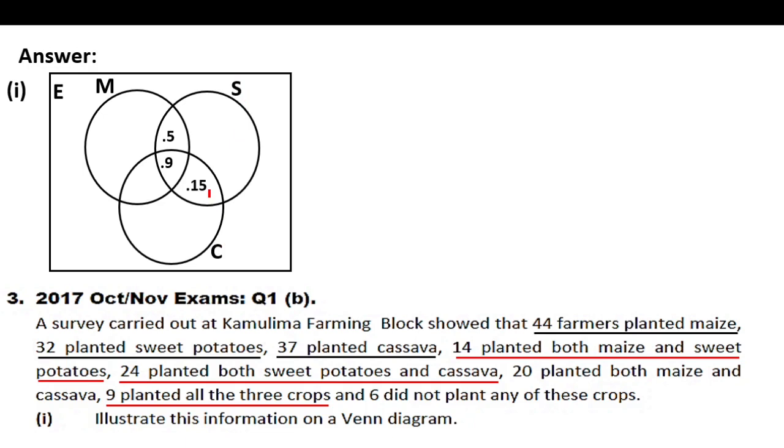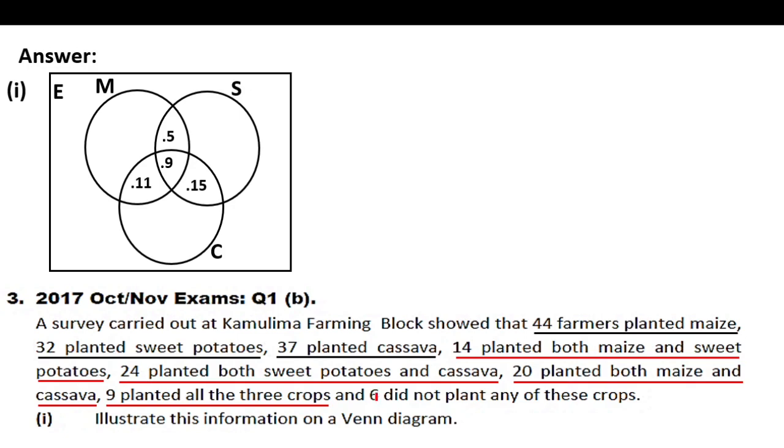All right. Then we are told here that 20 planted both maize and the cassava. So we have those who planted both maize and the cassava. There are 20. Now we have already 9 here planting maize and the cassava. So we'll say 20 minus 9 will remain with 11 that are planting maize and cassava only.